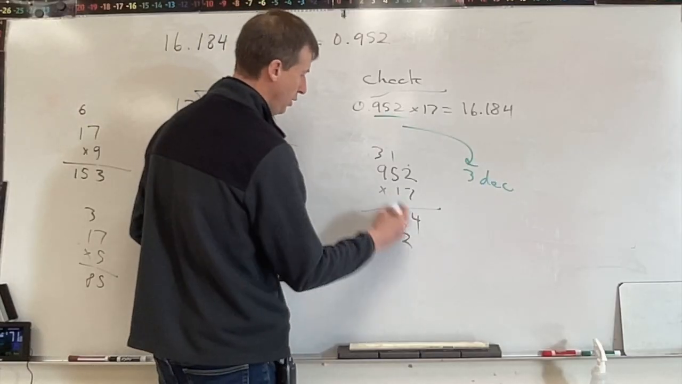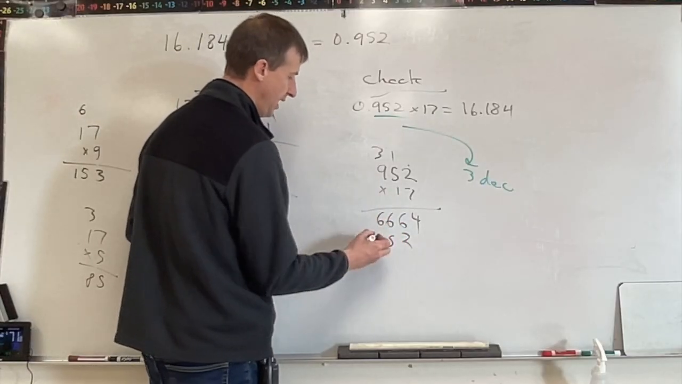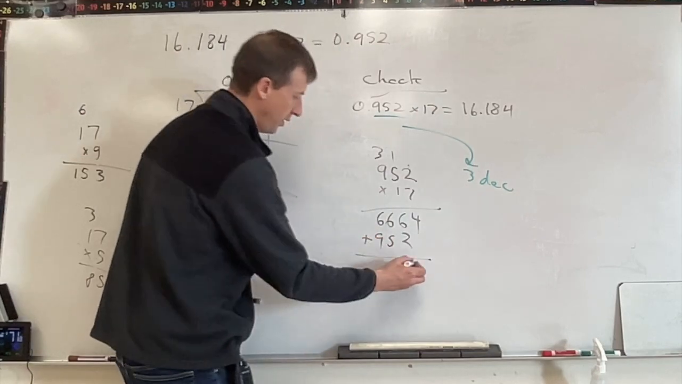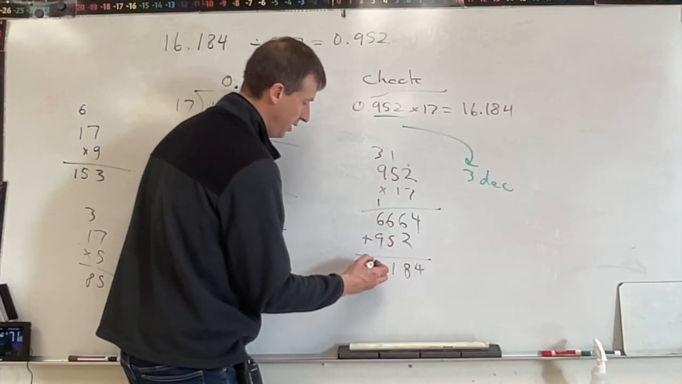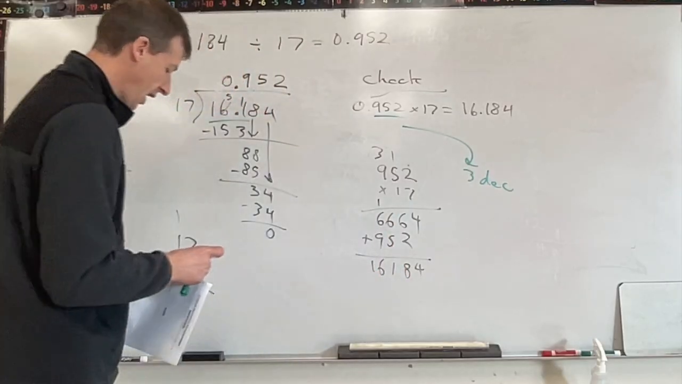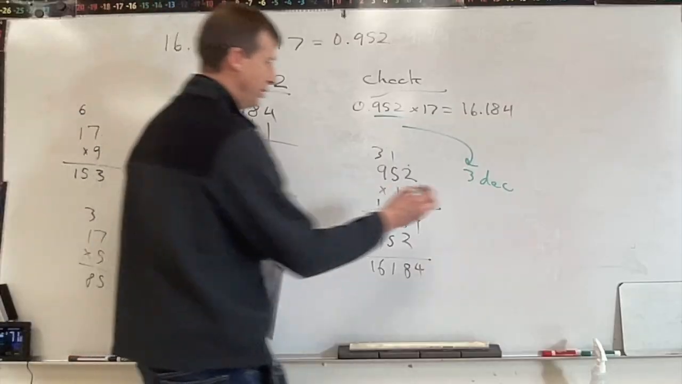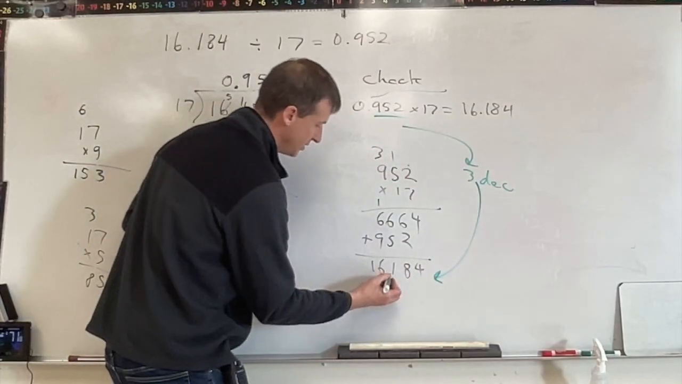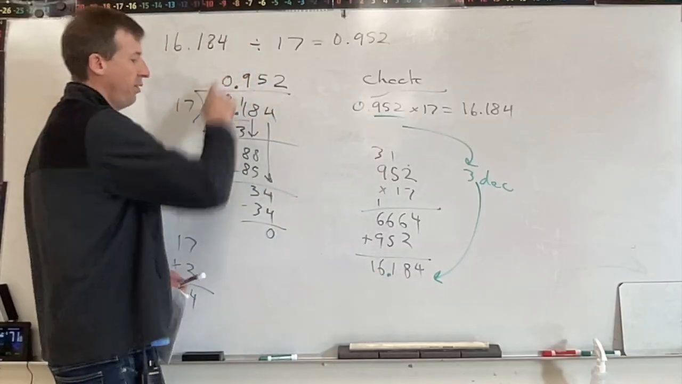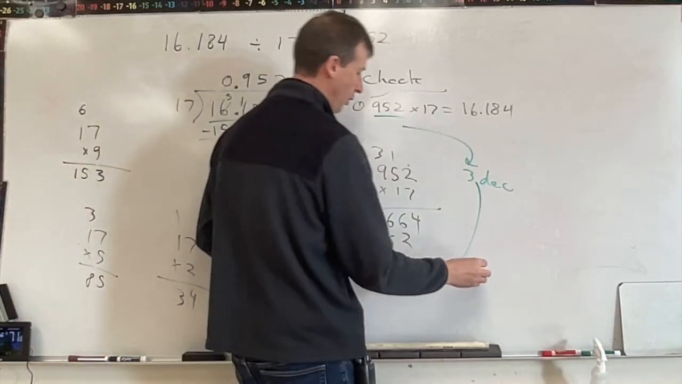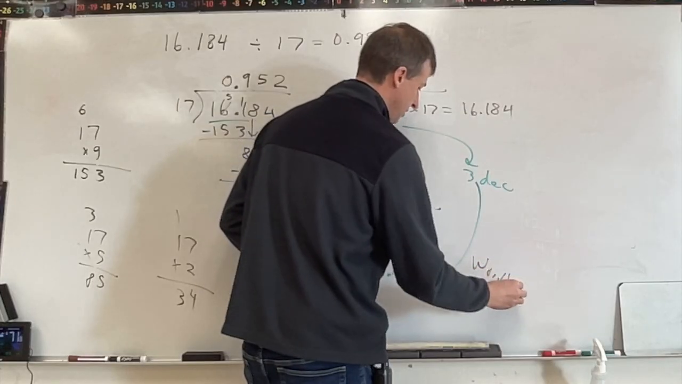1 times 2 is 2. 1 times 5 is 5. 1 times 9 is 9. I add those together. I got 4, 8, 11. Carry the 1. 16. And I need to have 3 decimals, so I've got to put the decimal point right there. So 16.184, which is what I started with. It checks out. It's good to go.